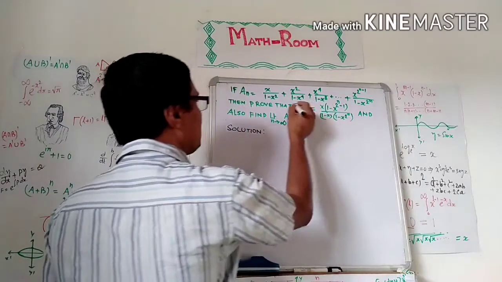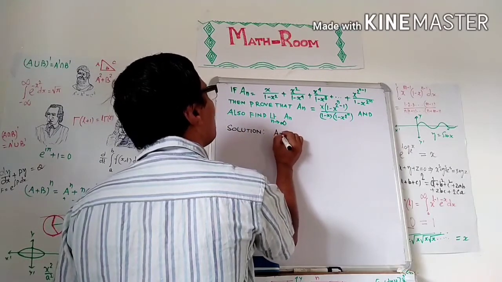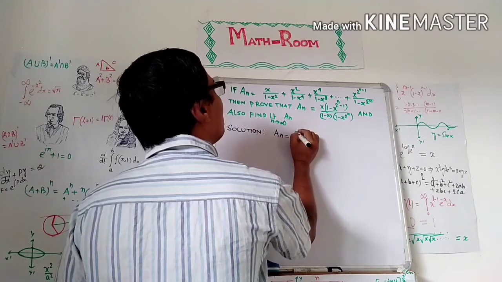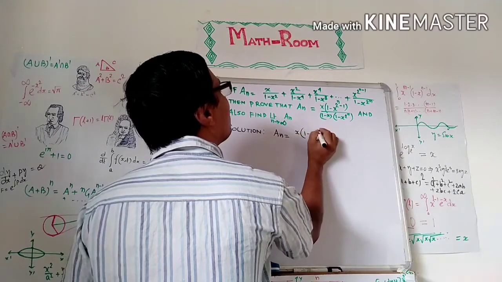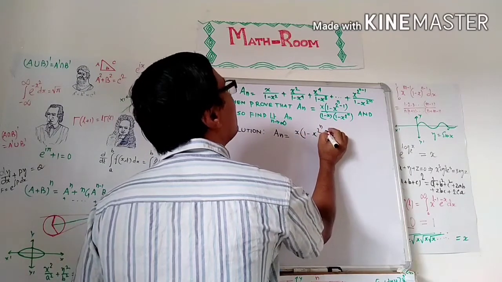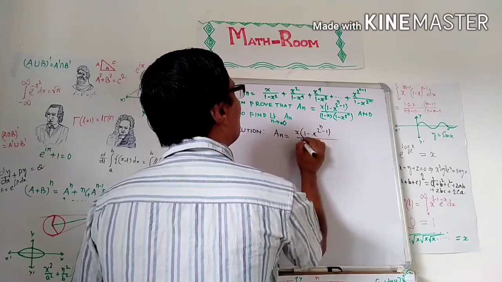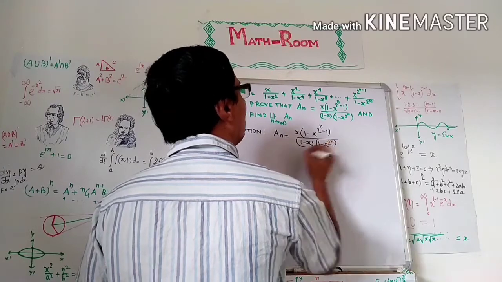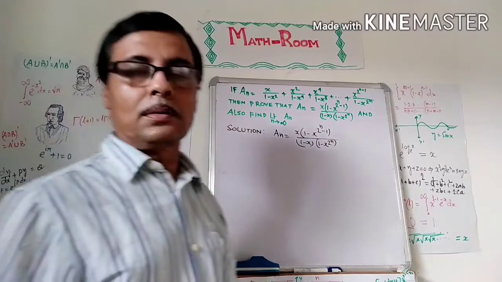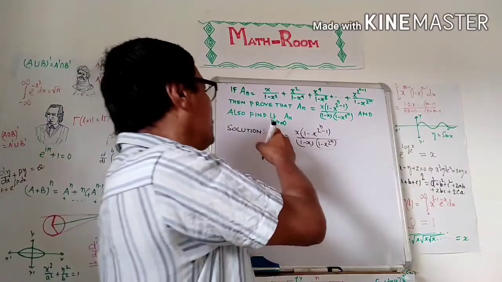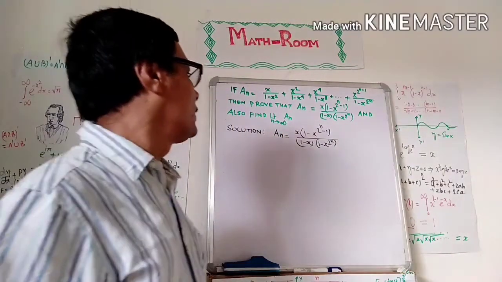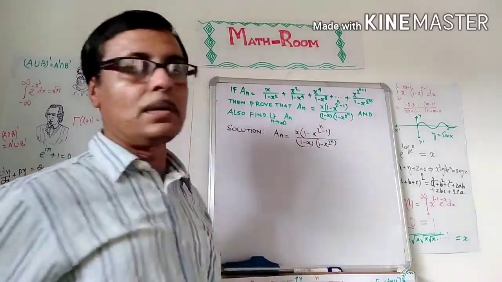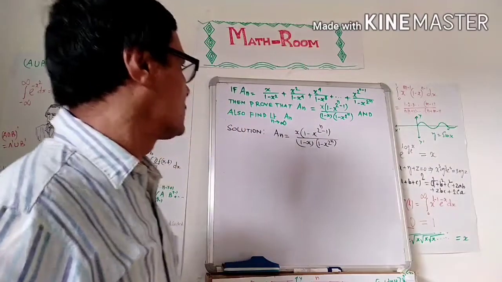At first, we write the sum which is to be proved: S_n equals x into 1 minus x to the power 2 to the power n minus 1 over 1 minus x into 1 minus x to the power 2 to the power n. We take two observations, for n equal to 1 and n equal to 2. We have to prove this is true for n equal to 1 and n equal to 2 at first.